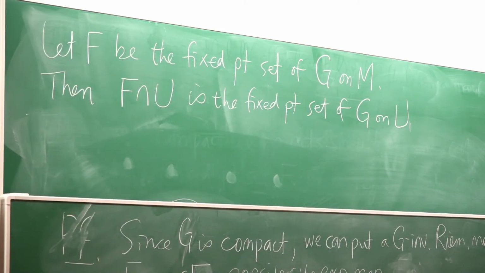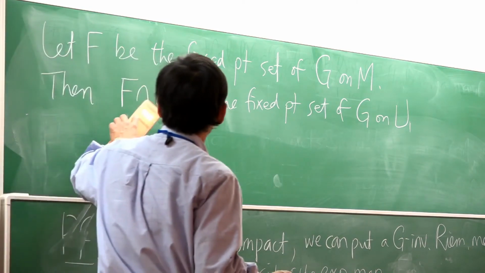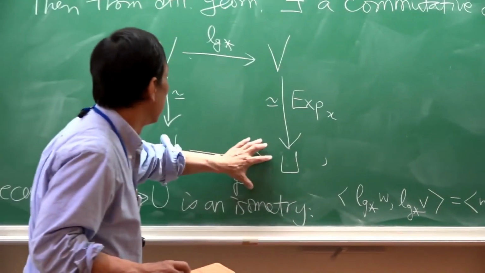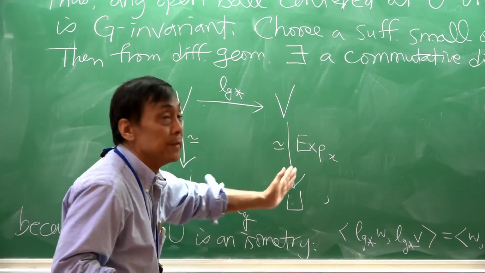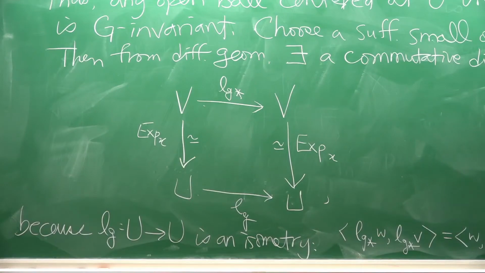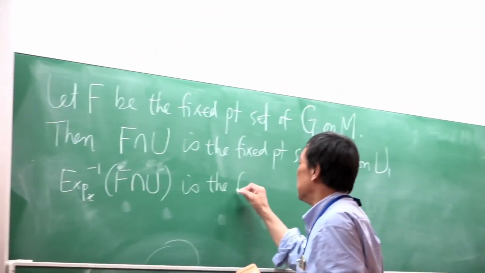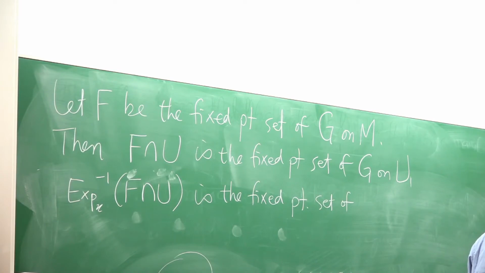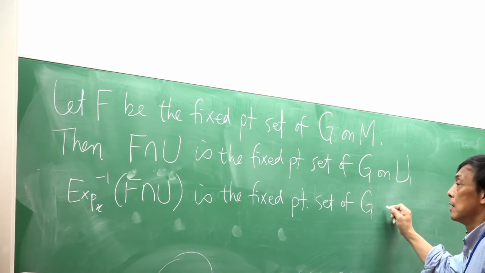LG takes U to U, and the points that are fixed are F intersect U. Now, this is a diffeomorphism, so it's going to correspond to the fixed point set of this. The exponential inverse of F intersect U is the fixed point set of G on V.